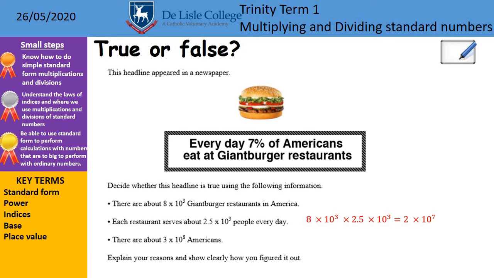And hopefully you'll remember from your percentage lessons, we can find a percentage by writing it as a fraction. So we have our people who ate at the restaurant, 2 times 10 to the 7, divided by the total population of America, 3 times 10 to the 8, which gives me the answer 6.7 times 10 to the negative 2. If we now convert this to a normal number, you can see we would end up with 0.067, which is approximately 6.7%. So almost 7% of Americans, it would appear, eat at a giant burger restaurant.